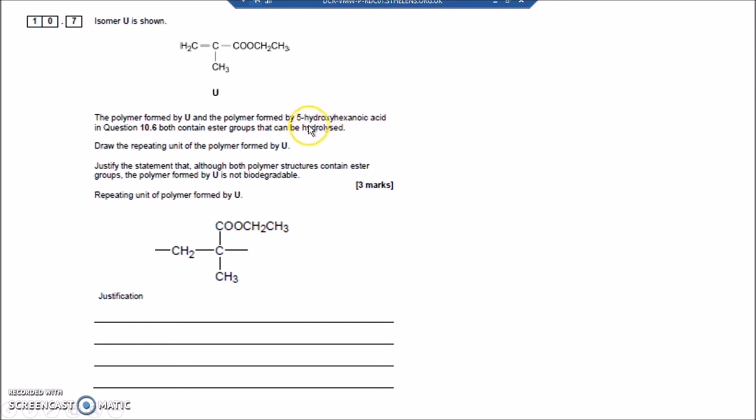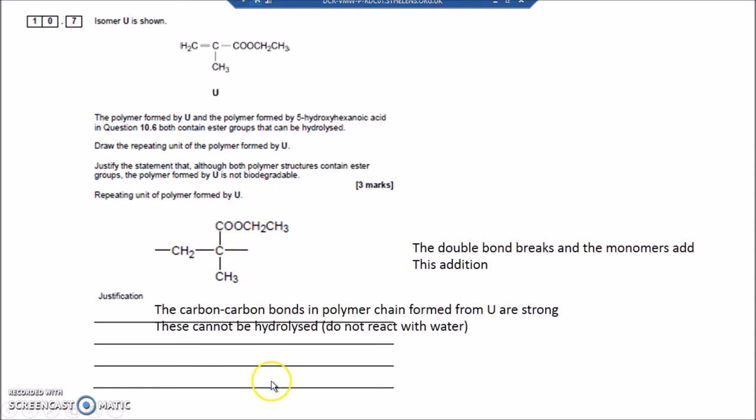They're biodegradable. You can react them with water and a little bit of acid or alkali, and it will reintroduce the water and break the ester or the amide bonds. But these are not broken by water. They're very strong carbon-to-carbon bonds, and therefore they're not biodegradable. They don't react with water.